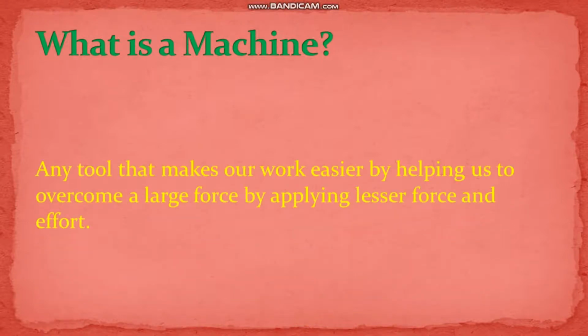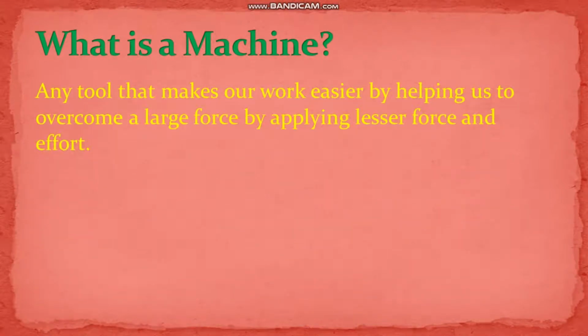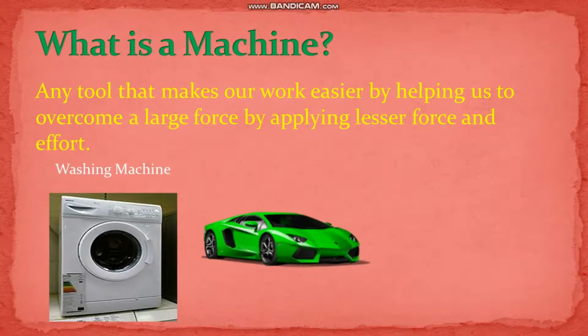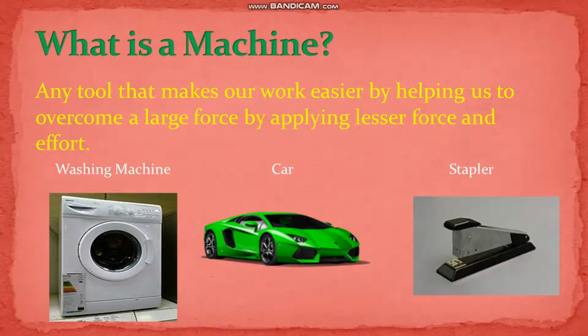A machine helps us to do our work much faster. A machine can be defined as a tool that makes our work easier by helping us to overcome a large force by applying lesser force and effort. Anything which makes our work easier is a machine. For example, a washing machine, a car, a stapler. These things make our work easier, so we will put these things in the category of machines.